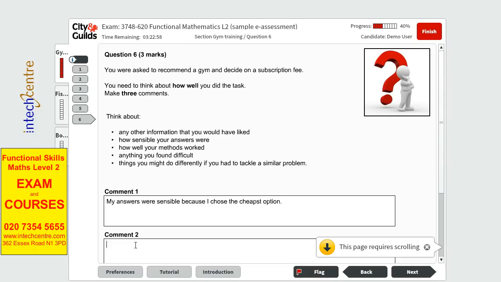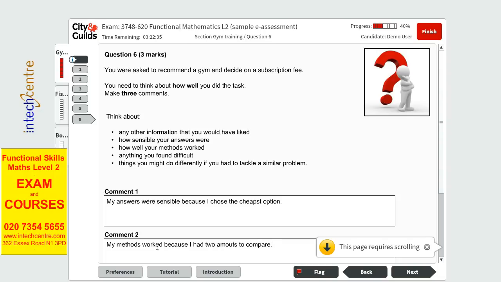That is one. The second one, my methods worked. I keep on putting capitals. My methods worked because I had 2 amounts to compare.